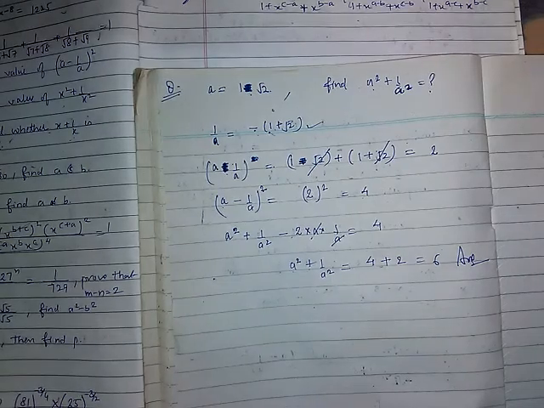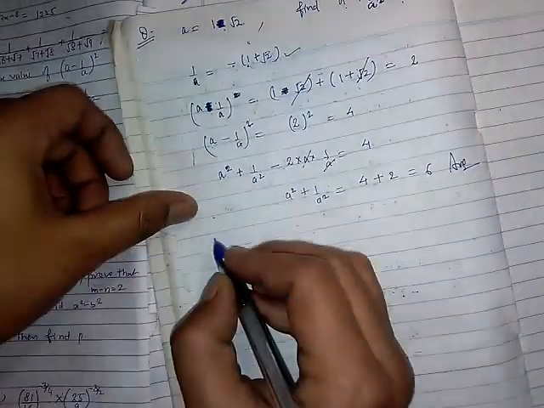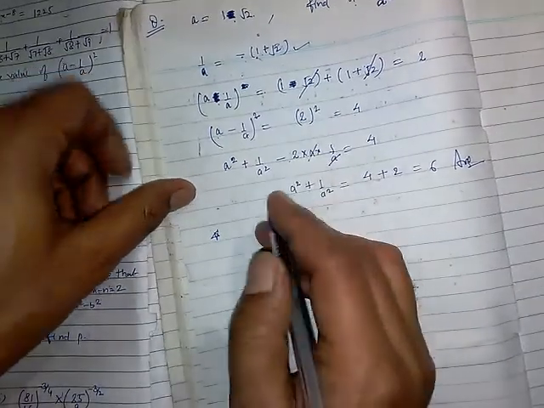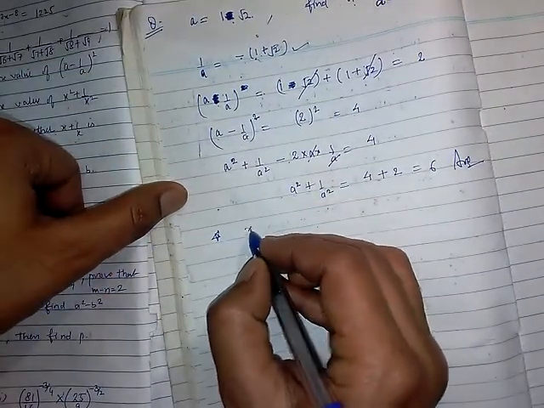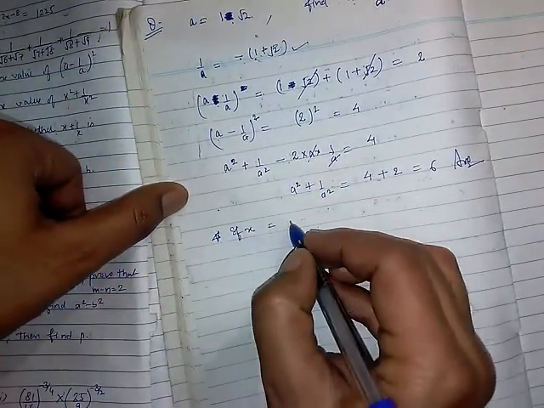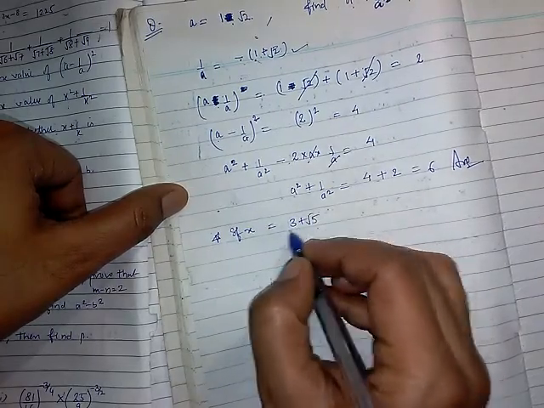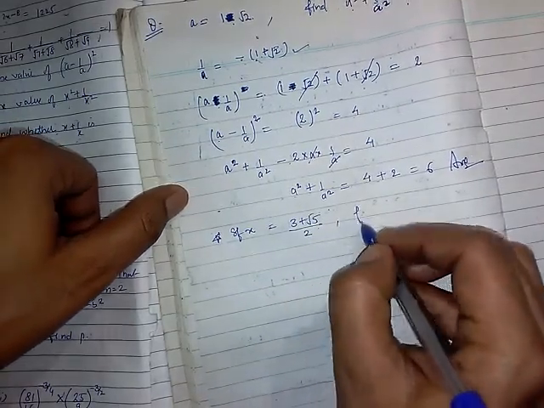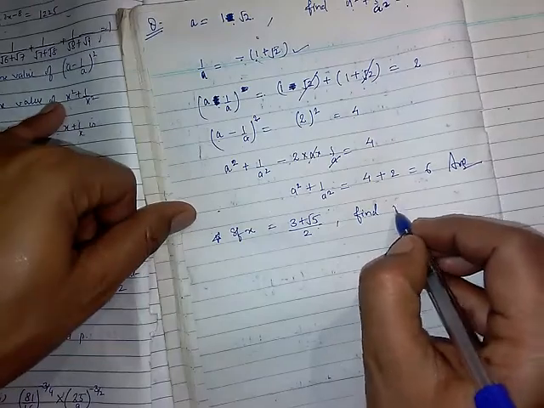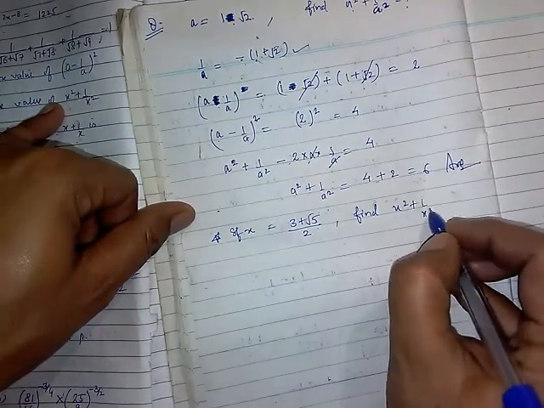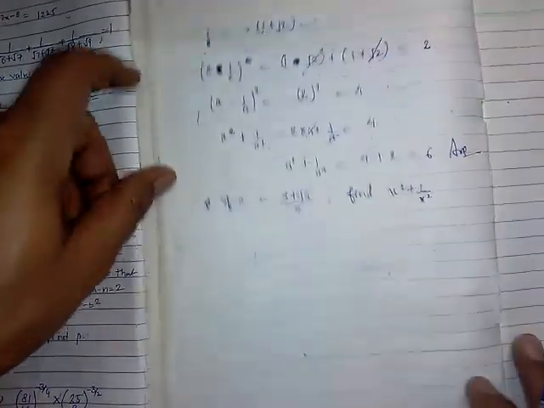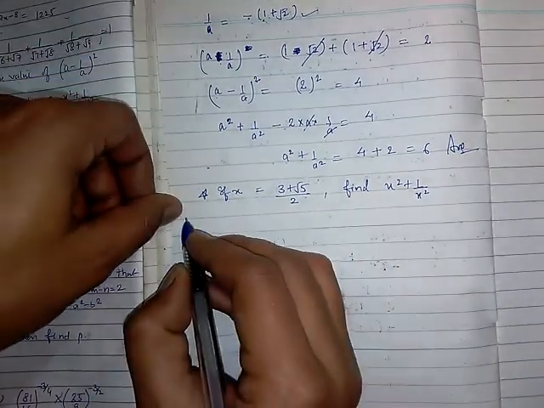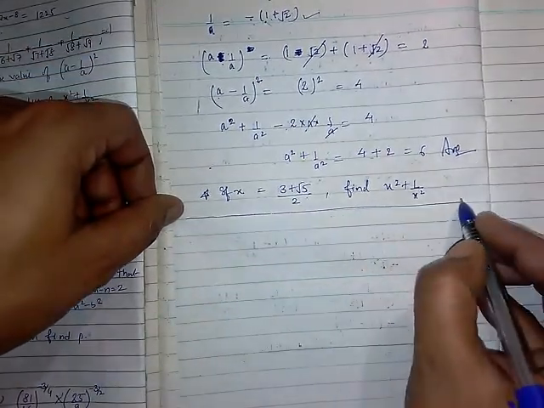Is it clear? Okay. Now you have to try one more part of the same type. If you are given x is equal to 3 plus root 5 whole upon 2, then you have to find out x square plus 1 upon x square. This is your work. You have to find it out yourself. Okay. So then only you can do the practice.